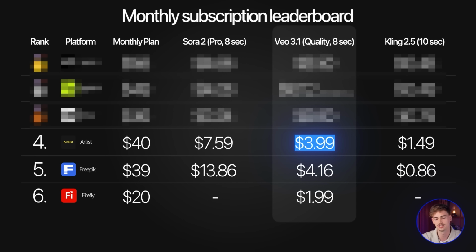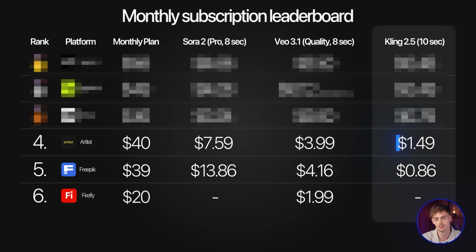It's $3.99 for one VO 3.1 generation. For Kling 2.5, it is a lot more expensive. It is $1.49 per generation. Then the top 3. Let's see who makes it there.